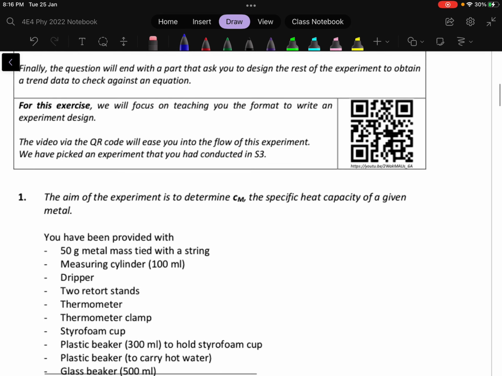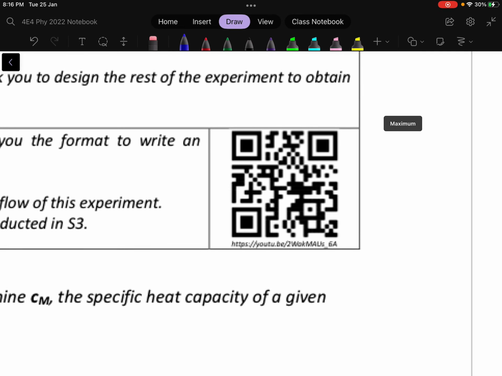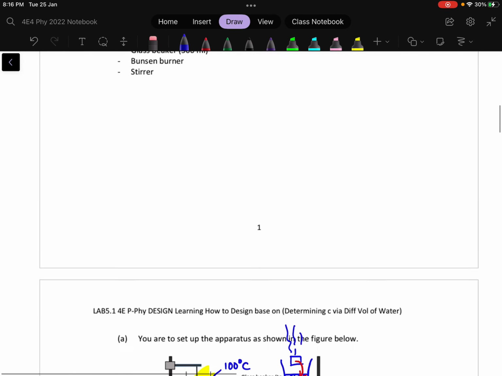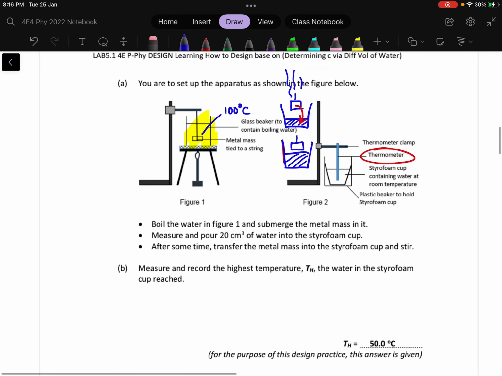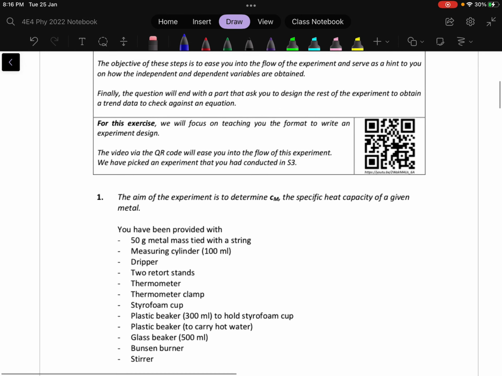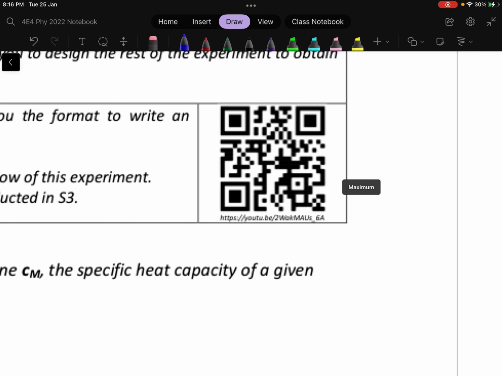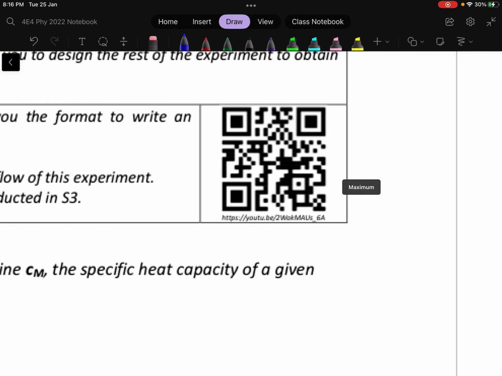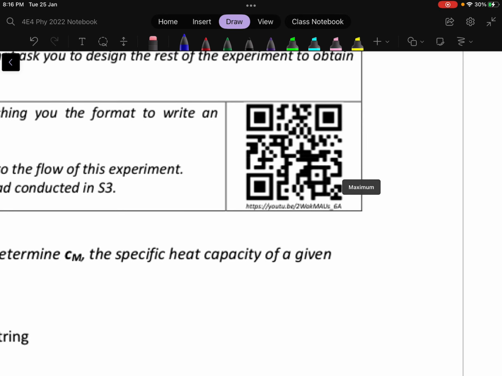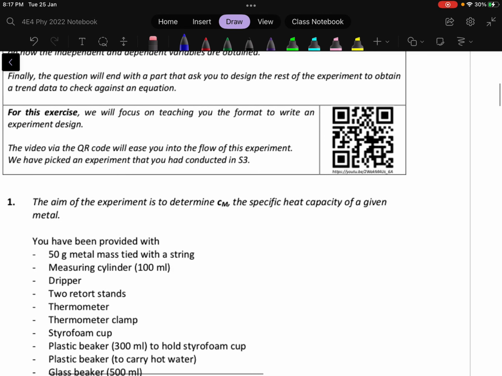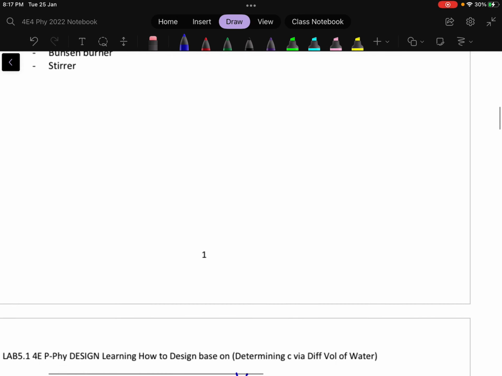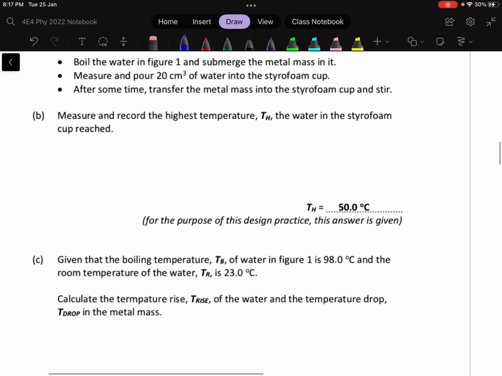To assist you in seeing the flow of the experiment, I have actually recorded a video of the steps that we have taken to obtain certain readings. If you find that even after I describe the experiment to you, you are still not very clear, you can refer to the link on your worksheet, or you can scan this QR code for the YouTube video. I will provide the link in the description.